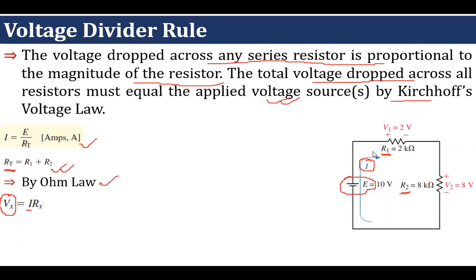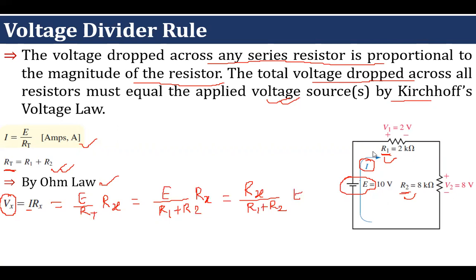And what is the value of I? I equals E upon RT, which is multiplied with Rx. And we know that RT equals R1 plus R2, since two resistors are connected in series here. So we can write E upon R1 plus R2 multiplied with Rx. If I rewrite the same equation, I get Rx upon R1 plus R2 multiplied with E.